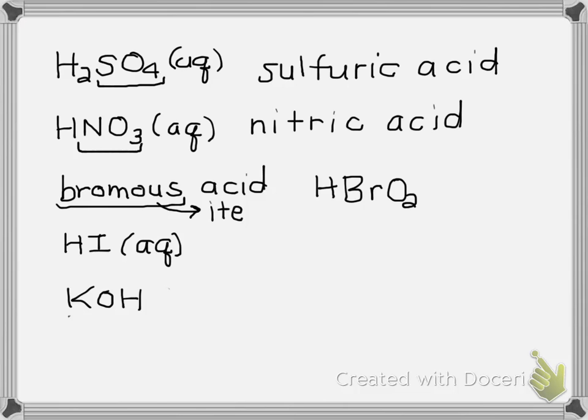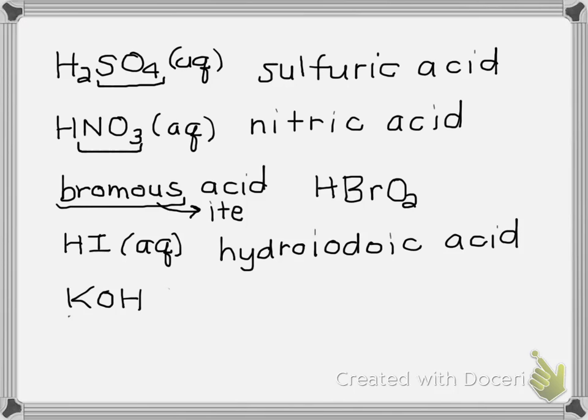Now then I see HI. This is a binary acid. It has hydrogen and only one other nonmetal. So those acids are named using the prefix hydro, then the stem of the name. Iodine is kind of weird. It's iodo, and then ic. So it's hydroiodic acid.